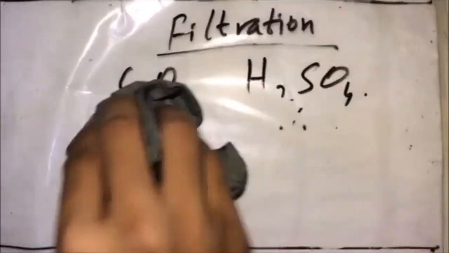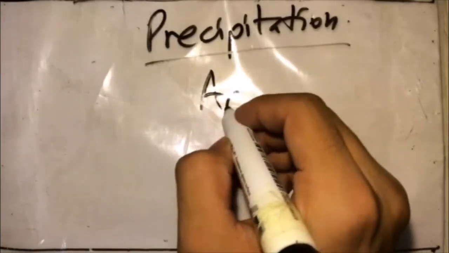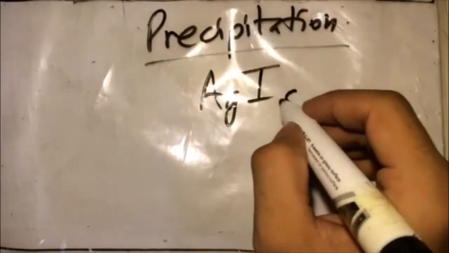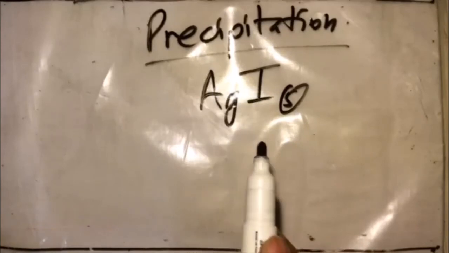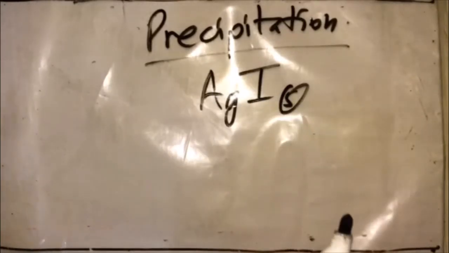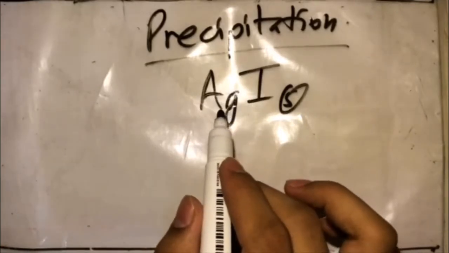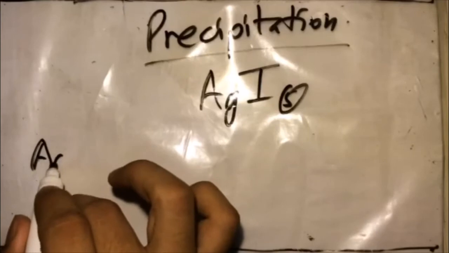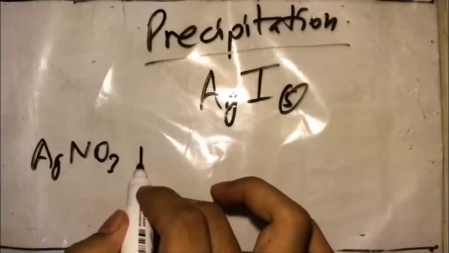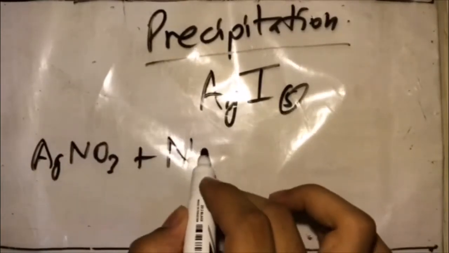This is filtration. The third method for preparation of salts is precipitation. This is used to prepare salts that are insoluble in water, but when both the reactants are soluble. So for example, if you have to prepare silver iodide, as all silver halides are insoluble, silver iodide is solid, we'll use two soluble reactants. So soluble for silver would be silver nitrate, and for iodide we'll have sodium iodide.